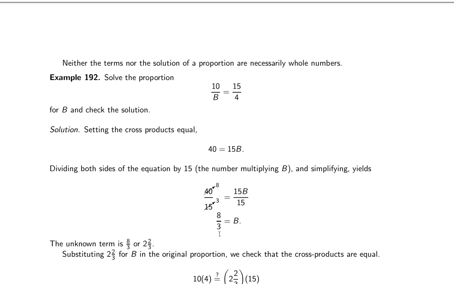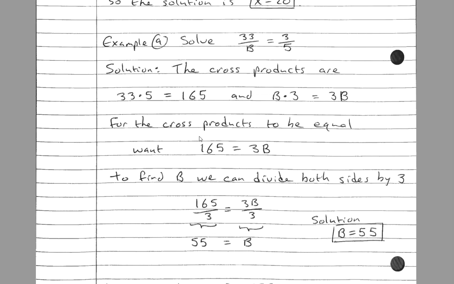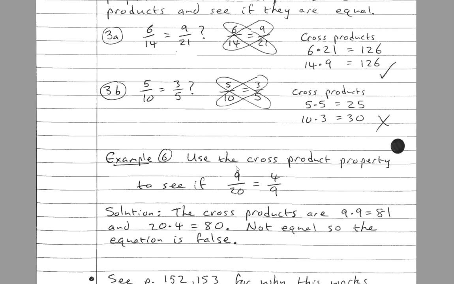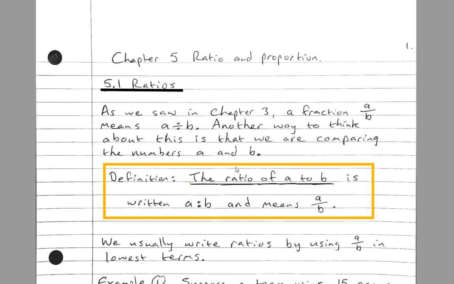So this time the answer b is not a whole number, it's a fraction. You could write it as a mixed number, 2 and 2/3. But there'll be some questions where the number you're looking for is not a whole number, so it could be a fraction, a mixed number, or decimal. All right, so that's starting this chapter 5, ratios and proportions. And we'll see applications in the next section.